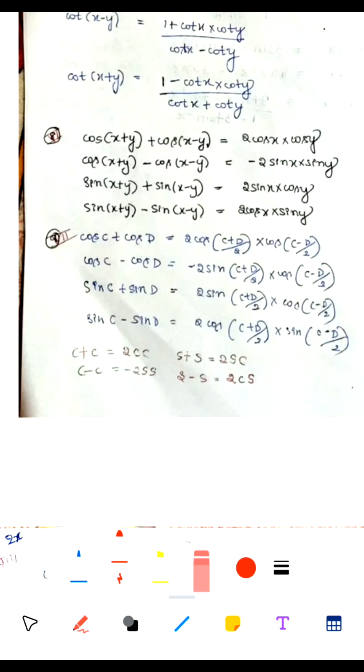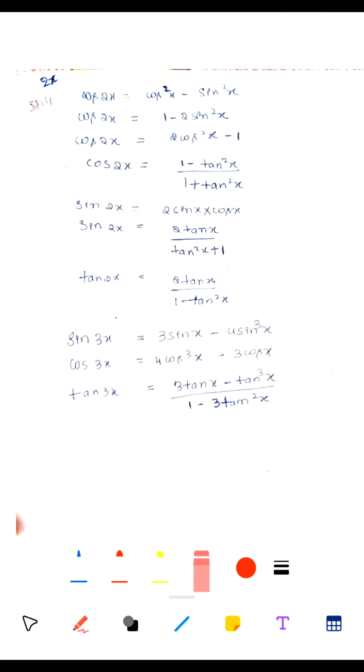Okay, and sin C + sin D, s plus s is what? 2sc, 2 sin((C+D)/2) into cos((C−D)/2). Similarly, sin C − sin D is equal to what? Sin minus sin, 2cs, 2 cos((C+D)/2) into sin((C−D)/2). I hope you understand this.